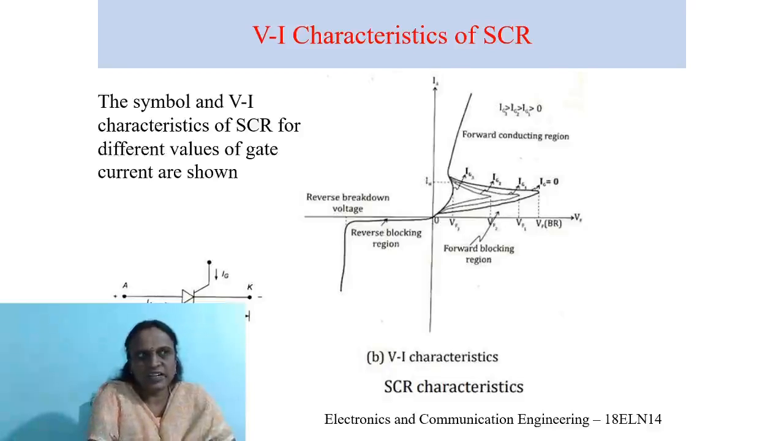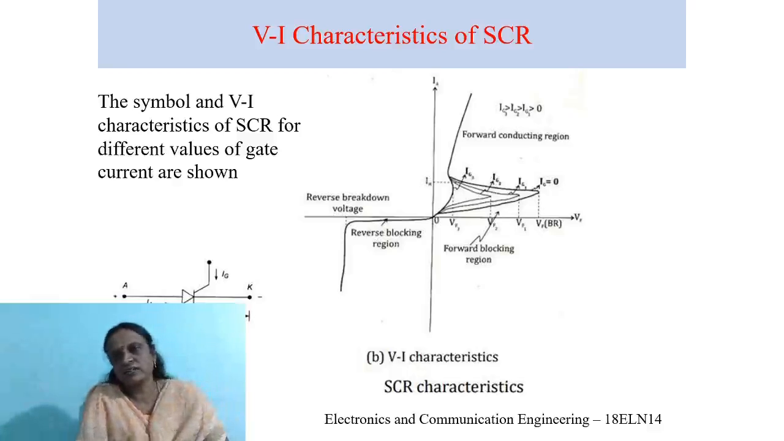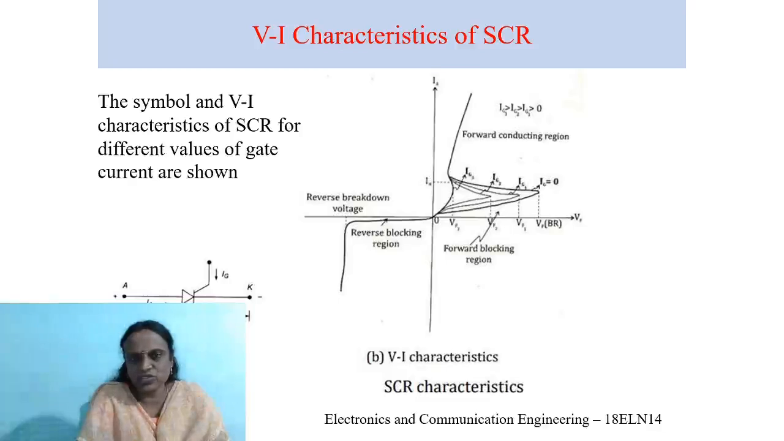Okay, in the VI characteristics, we have seen the forward blocking region, forward conduction, and reverse blocking. The SCR is off, or the switch is off, in the reverse blocking and forward blocking regions because a very negligible current is flowing here. That current is not sufficient to turn on an SCR, and in forward conduction the switch is closed and hence the SCR can conduct. The current flows.